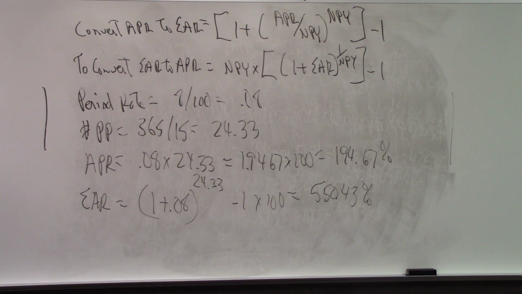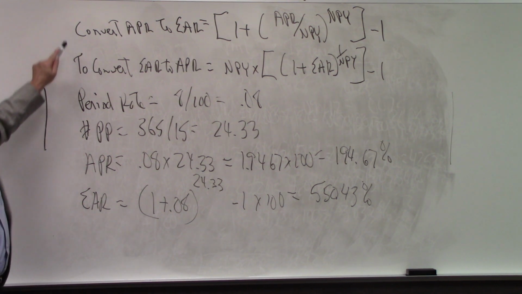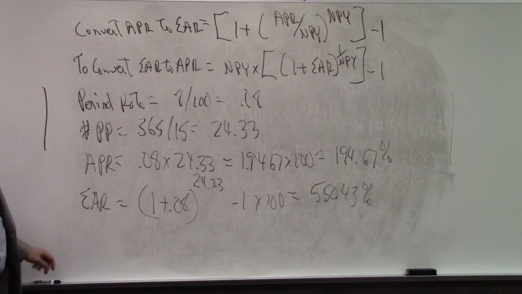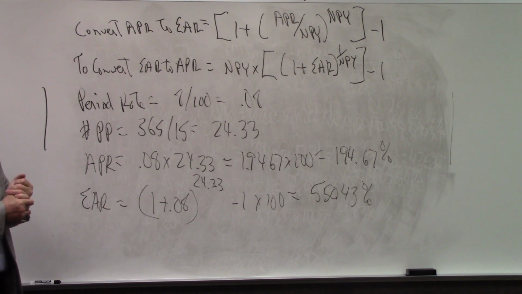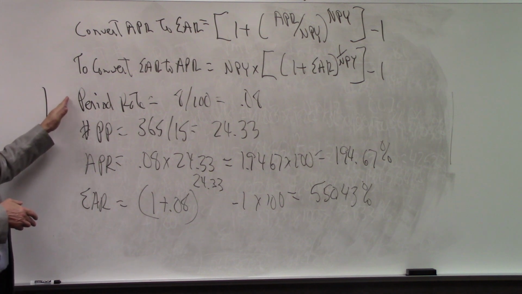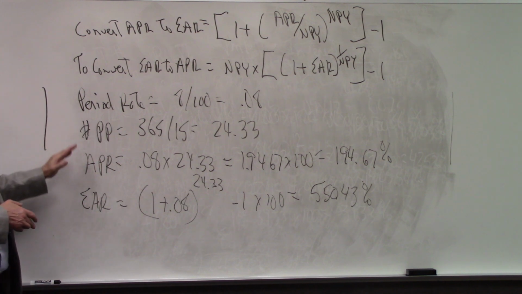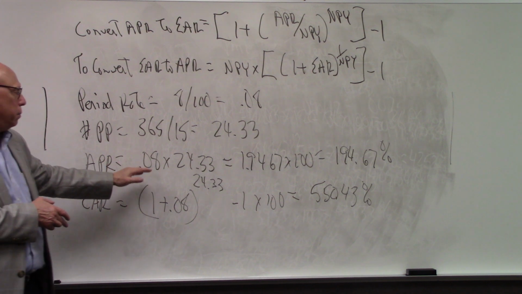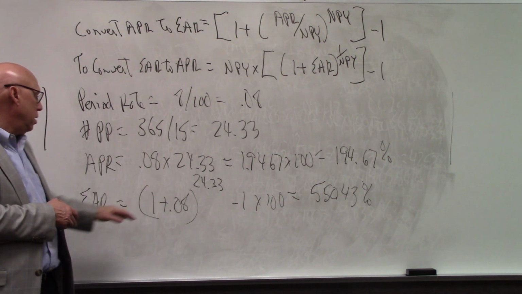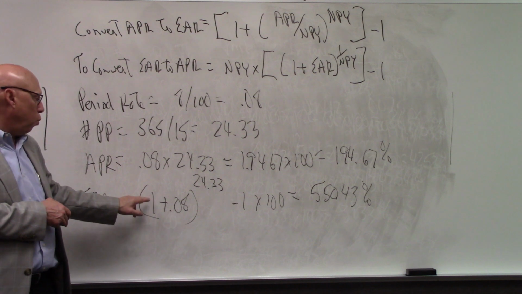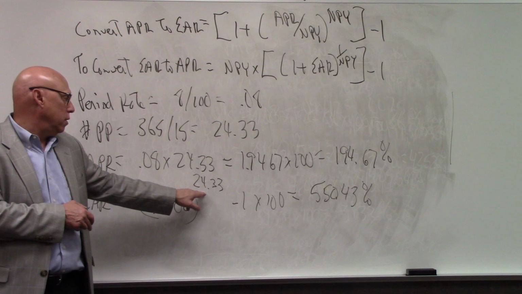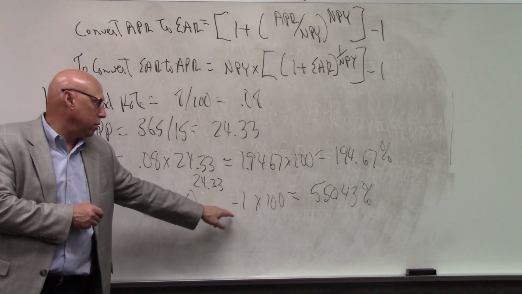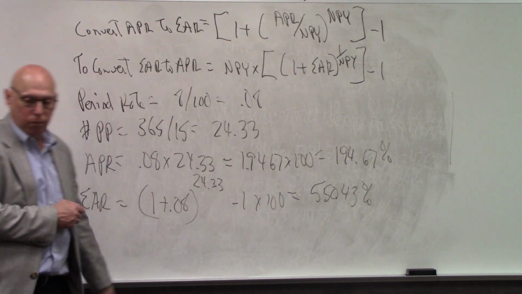All right, folks. You're going to have to stare down these formulas and also understand when you're trying to compute an APR and an EAR for vendor financing, find the period rate and the number of pay periods. The APR is the period rate times the number of pay periods. The EAR is 1 plus the period rate raised to the number of periods per year minus 1 times 100.